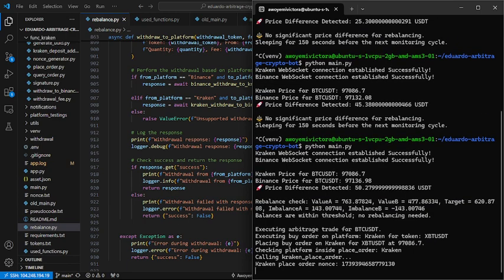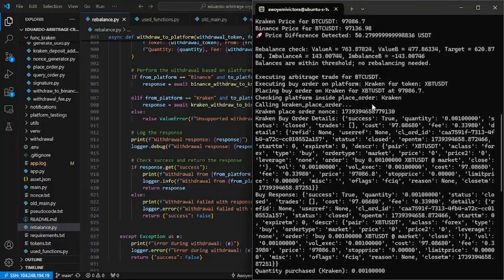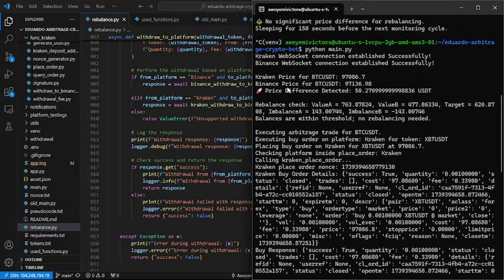Okay, good. Now we have a signal. You can see the price detected is a little bit low. This is 50 USDT. It first checks the balance here, then calculates that the balances on both platforms are within the threshold, so there is no need to rebalance. Then it starts executing the trade for BTC/USDT.